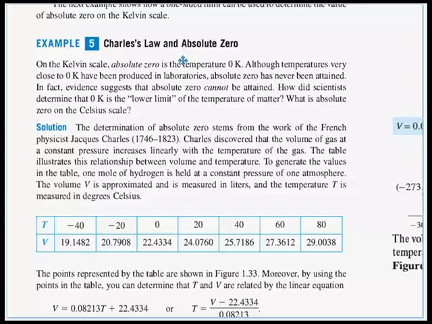So on the Kelvin scale, absolute zero is the temperature 0K. Although temperatures very close to 0K have been produced in laboratories, absolute zero has never been attained. In fact, evidence suggests that absolute zero cannot be attained. And how did scientists determine that 0K is the lower limit of the temperature of matter? What is absolute zero on the Celsius scale?